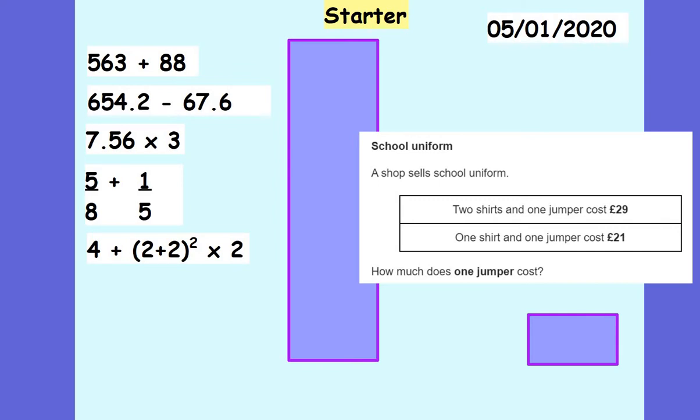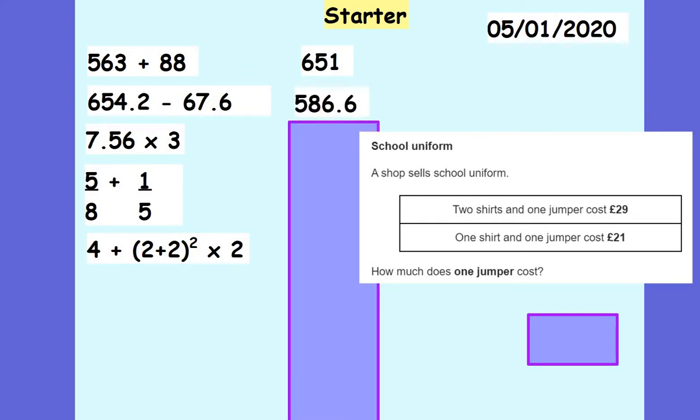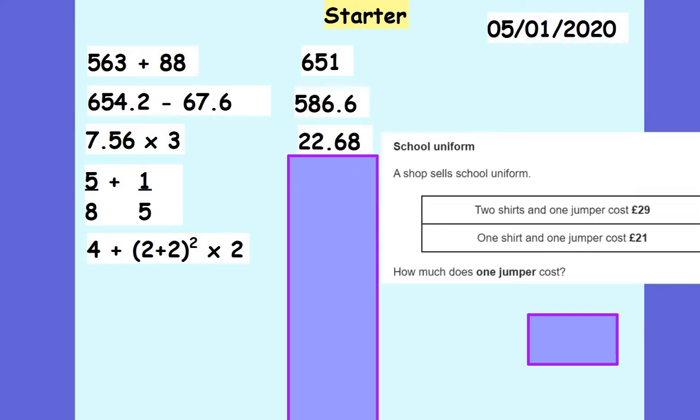Okay, hopefully you paused the video there and had a go at these questions. Let's go through the answers. 563 plus 88. Well, if I'd done a column addition, I'd have got 651. A column subtraction would have given me 586.6 for question 2. For question number 3, I'd have done 756 multiplied by 3 and then divided my answer by 100, and that would give me 22.68.